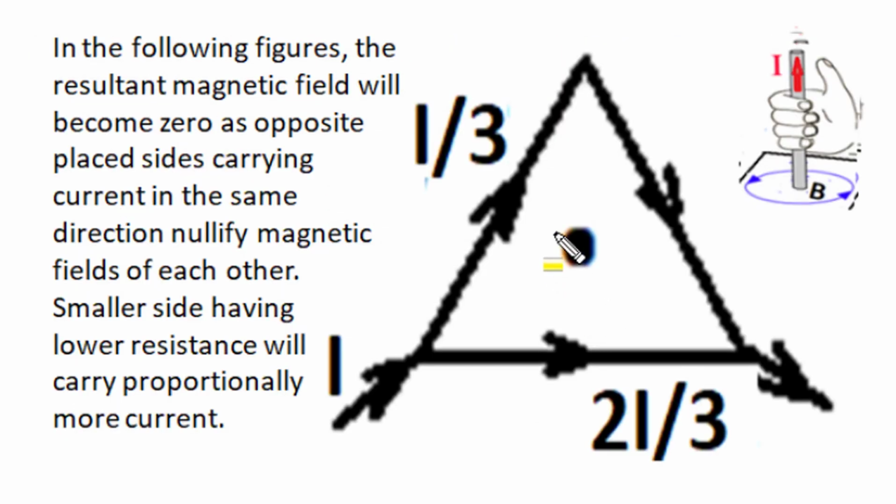For this center point of the equilateral triangle, these two straight lengths have this point on their axis. So these two straight current carrying lengths won't produce any magnetic field along their axis.